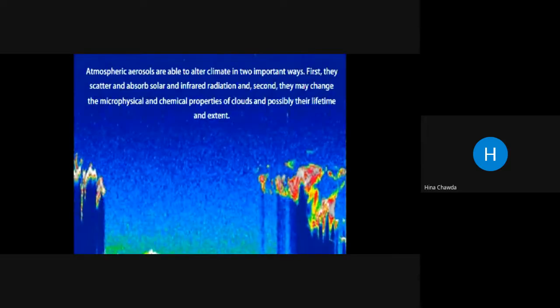Now moving on to the next slide, atmospheric aerosols alter the climate in two important ways. First, they scatter and absorb solar and infrared radiation, and second, they may change the microphysical and chemical properties of the clouds and possibly their lifetime and extent.